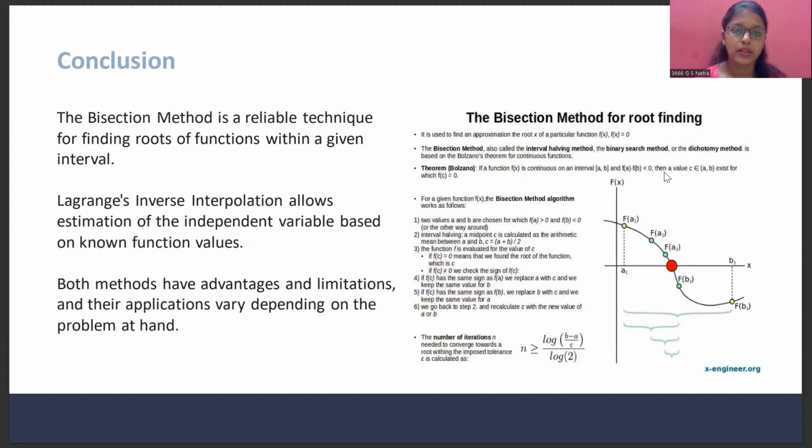The bisection method is a reliable technique for finding roots of functions within a given interval. Lagrange's inverse interpolation allows estimation of an independent variable based on known function values. Both methods have advantages and limitations, and their applications vary depending on the problem at hand.